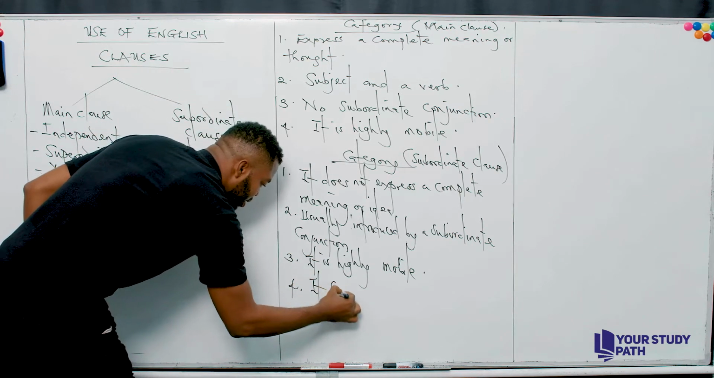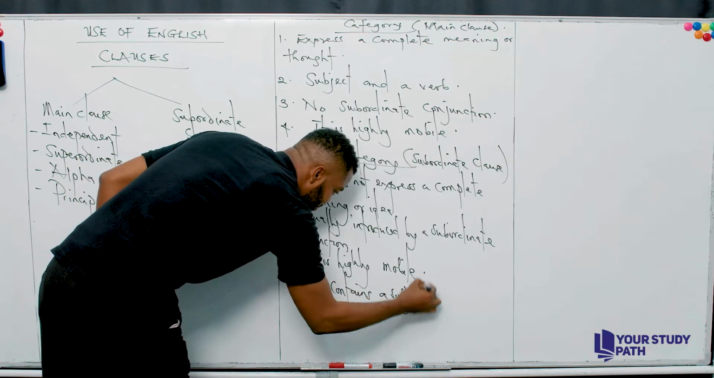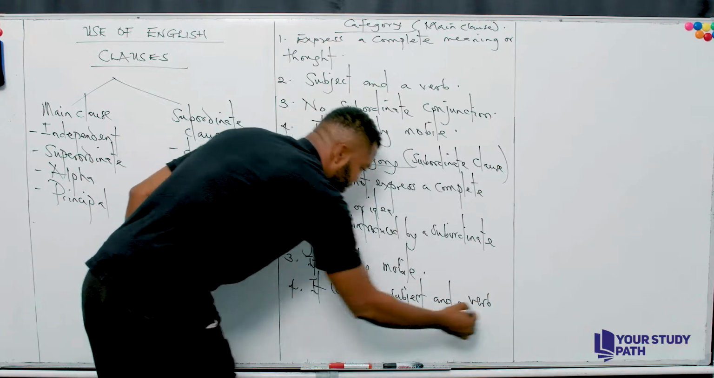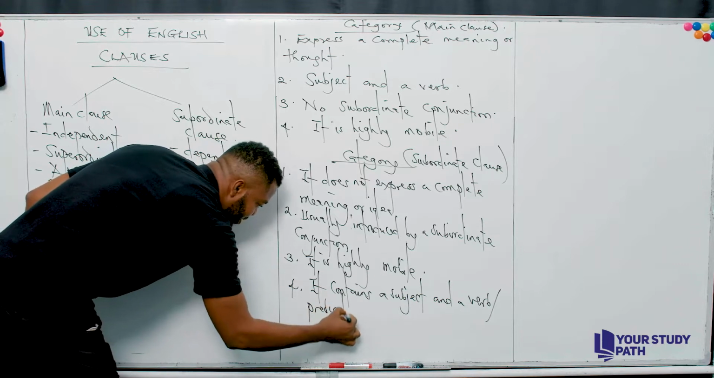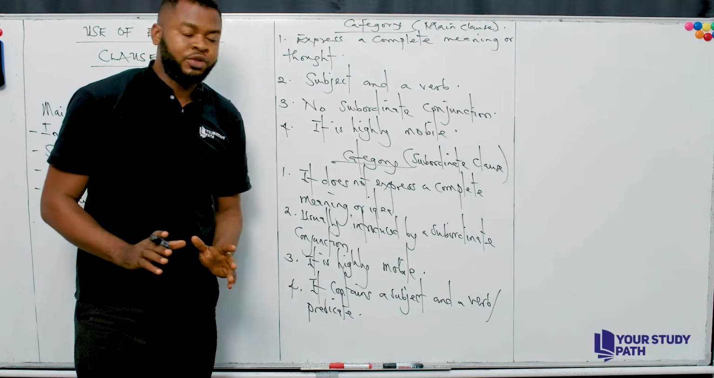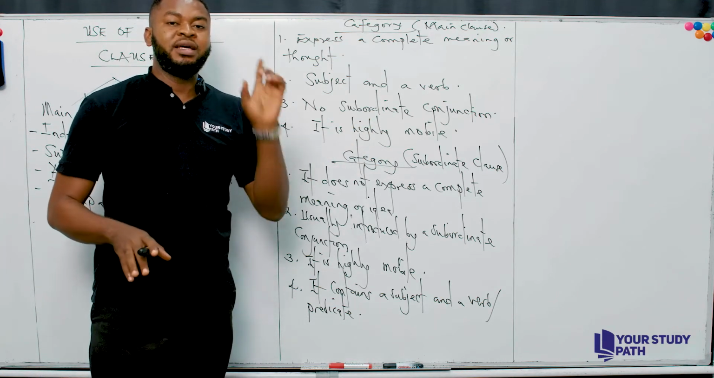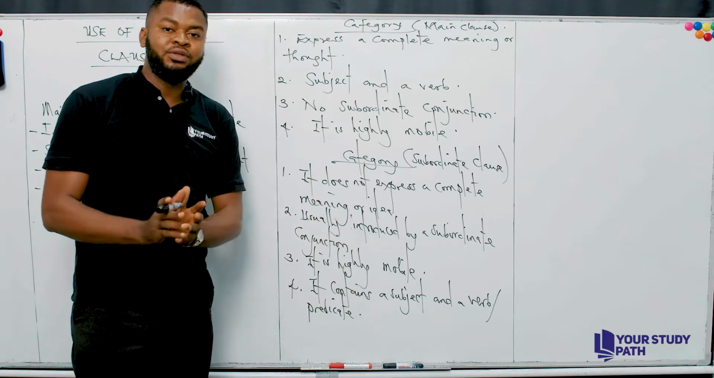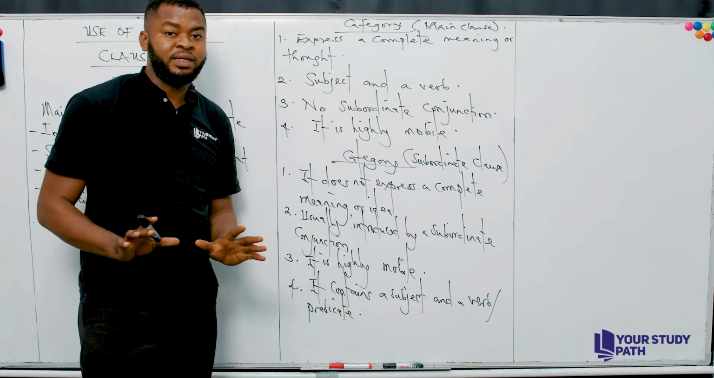contains a subject and a verb, or you can practically say a subject and a predicate. Is that taken? So now, here are 4 important categories on how to identify a main clause in a sentence. And here are also 4 important categories on how to identify a subordinate clause in a sentence. I hope that is taken now.